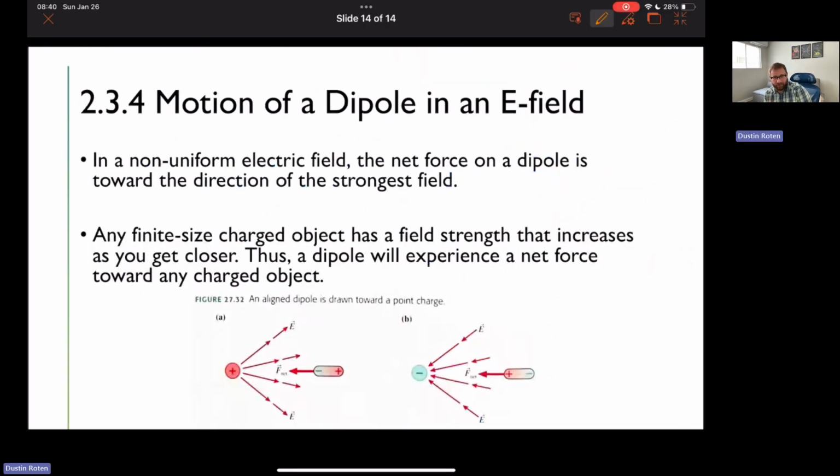Now, in a non-uniform electric field, it makes sense that the net force on a dipole is actually toward the direction of the strongest field. So any sort of finite size charge, as soon as you stop using that infinite sheet or infinite line approximation, as soon as you say, okay, this object has a definite size, then you sort of lose your uniform electric field. So in more real world cases, maybe the dipole and the particle are similar in size. That's when you get an actual net force occurring on a dipole.